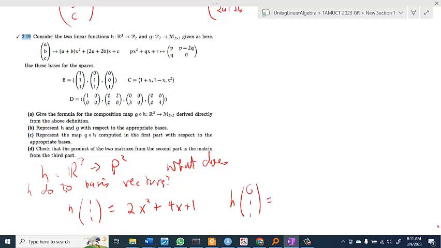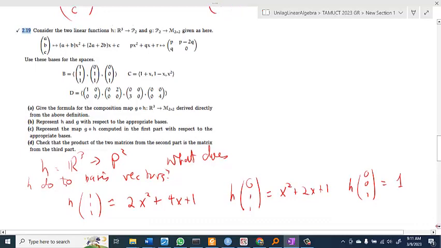We also have H of the second basis vector, 0, 1, 1. A is 0, B is 1, C is 1, so that's equal to x squared plus 2x plus 1. And then H of 0, 0, 1 is equal to 1.